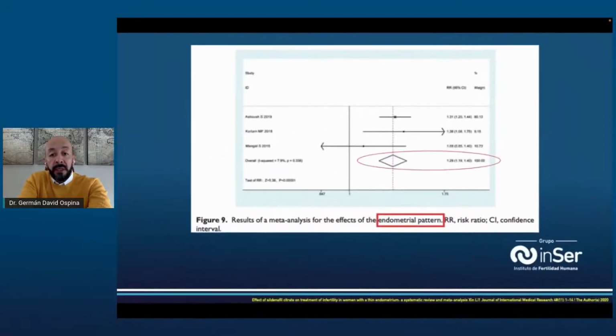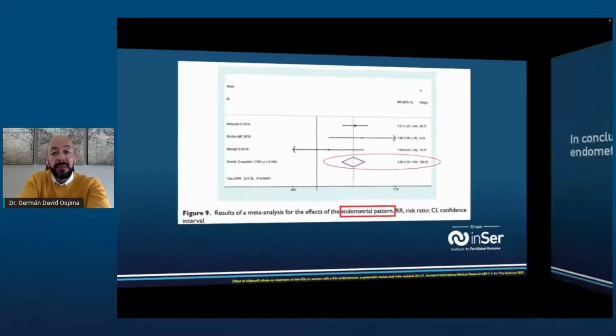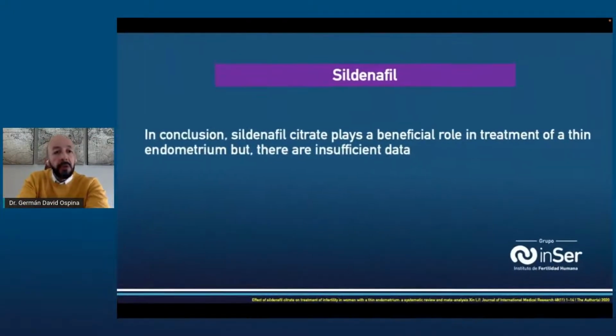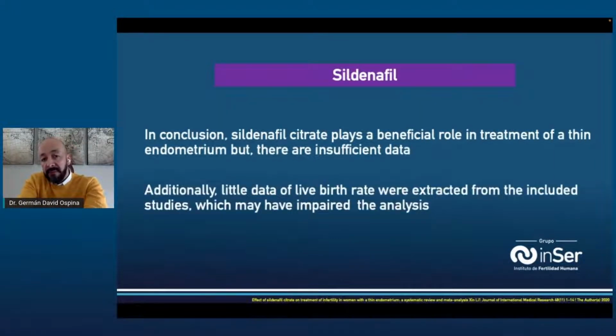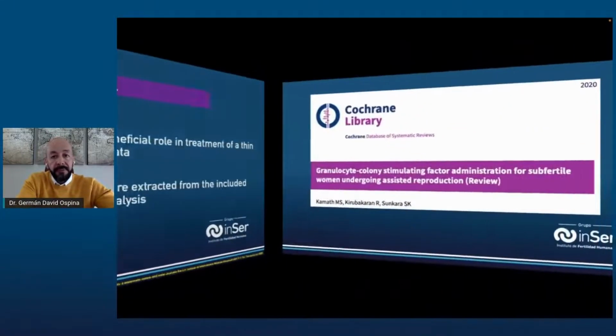And the other aspect was the endometrial pattern, that is very important. And it seems that the sildenafil improves the endometrial pattern compared with placebo. Okay, what are the conclusions about sildenafil? It seems that it plays a beneficial role in treatment of a thin endometrium, but there are insufficient data. Additionally, little data of live birth rate were extracted from the included studies in this meta-analysis, which may have impaired the analysis of their global results.